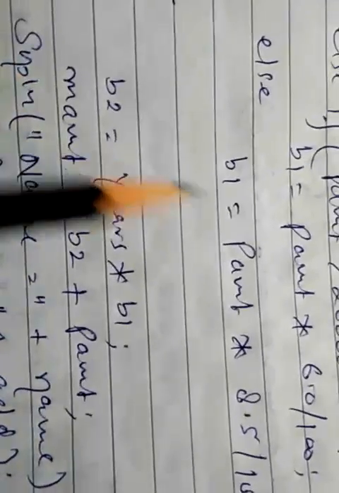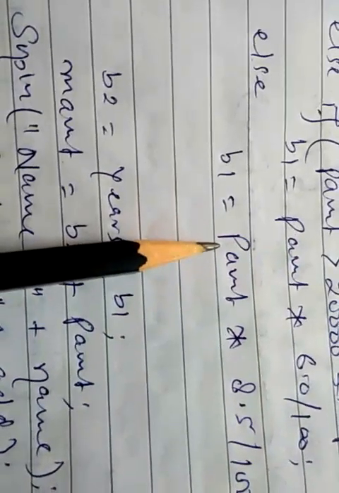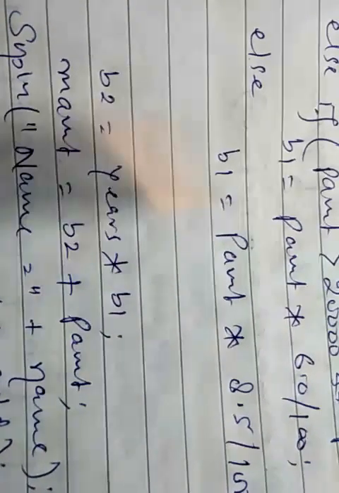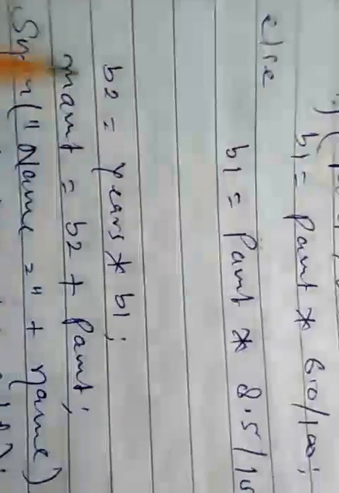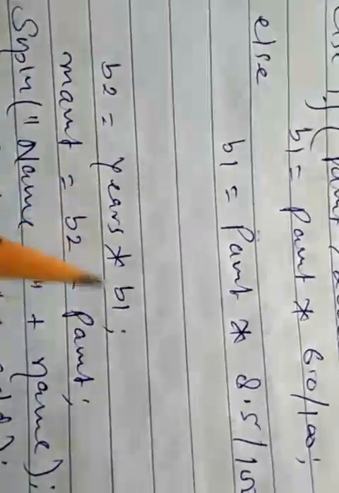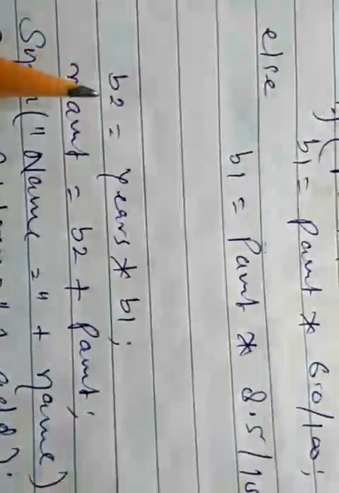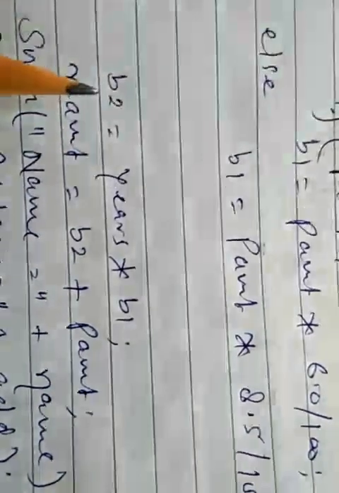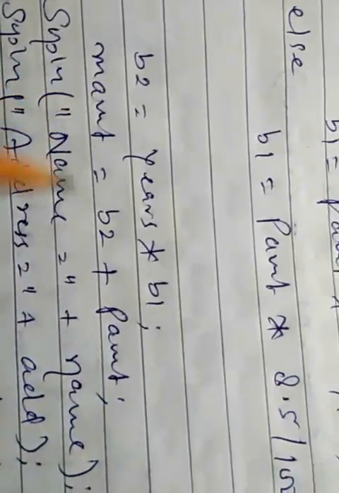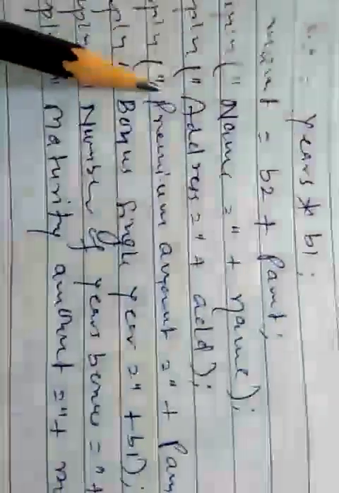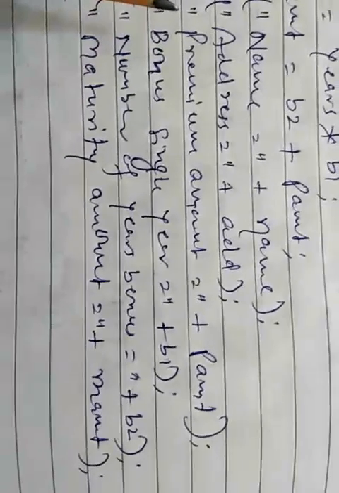So we have to calculate it here. Single year bonus and number of years bonus will be years multiplied by single year bonus. So this will be the number of years of bonus that we are storing in B2, and maturity amount will be number of years of bonus plus premium amount. And now we are printing here the name, address, premium amount, bonus single year, bonus number of years, and maturity amount.